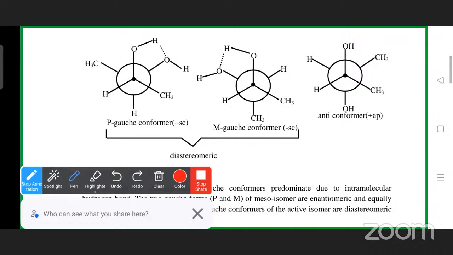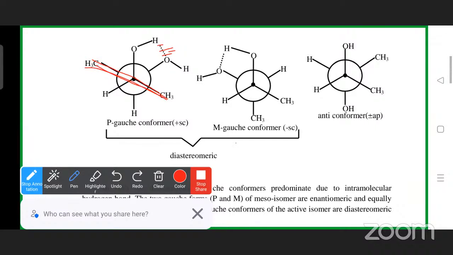Why is it more stable here? Because you see the hydrogen bonding formation is like this, and these two bulky methyl groups are in the trans direction, the opposite direction. So the steric repulsions are removed here. There is no steric repulsion because these two methoxy or methyl groups are in the trans direction. So it is more stable.